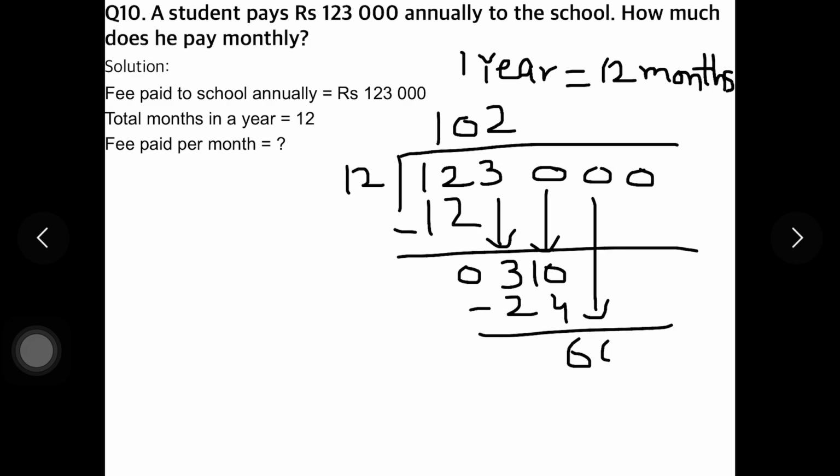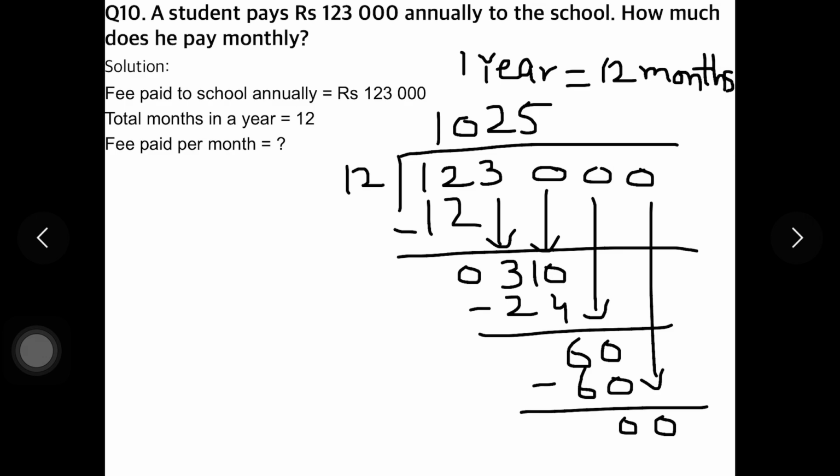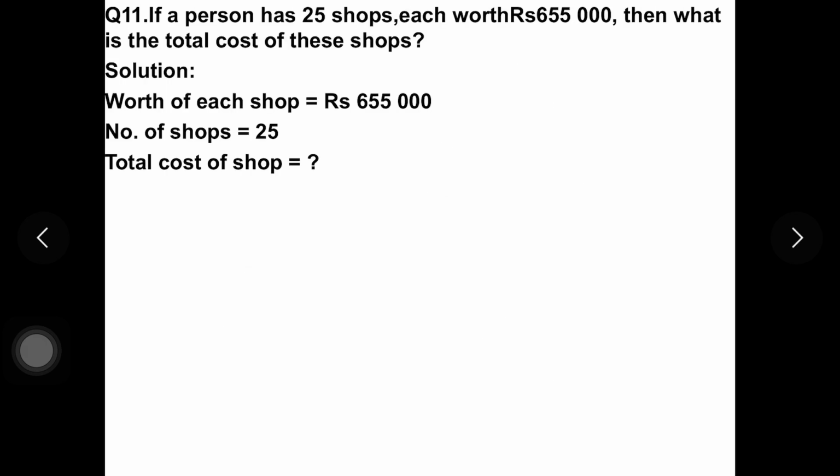The next digit is 0. Now 12 1 is 12, 12 2s are 24, 12 3s are 36, 12 4s are 48, and 12 5s are 60. Now we will subtract, 0. The next digit is also 0. So we put 0 and the answer is: fee paid per month is rupees 10,250. That is the answer. Understand? Now question number 11.